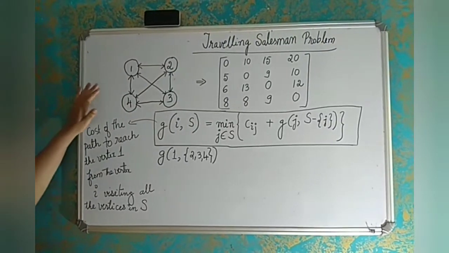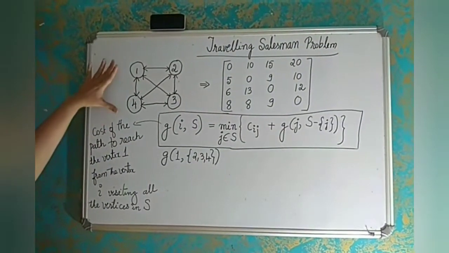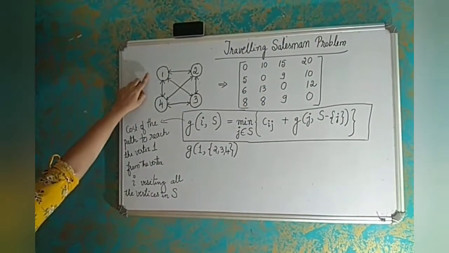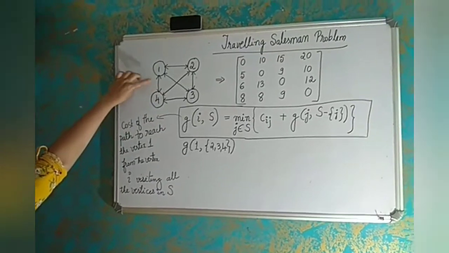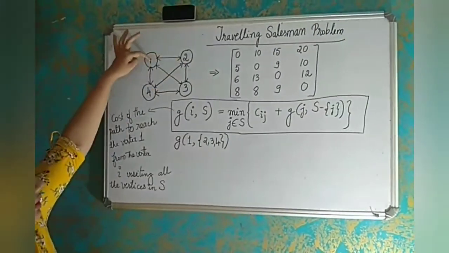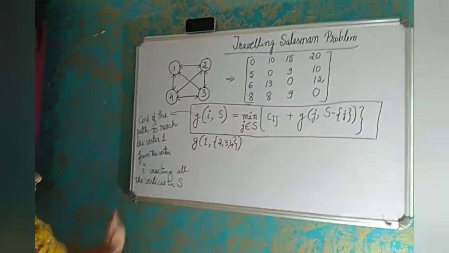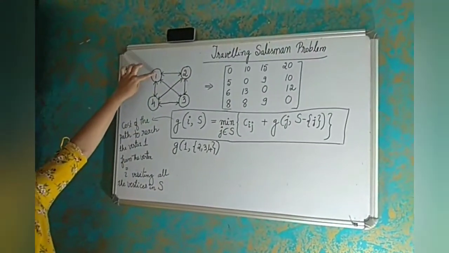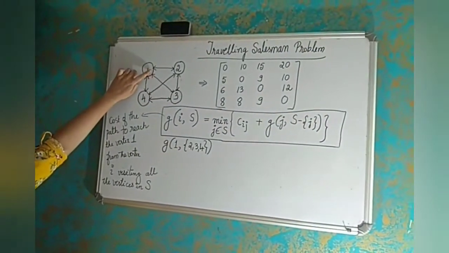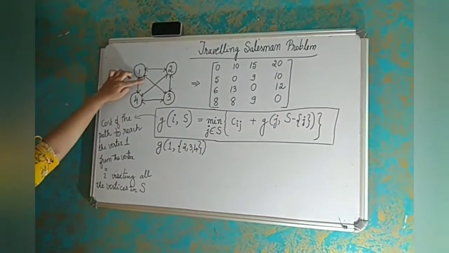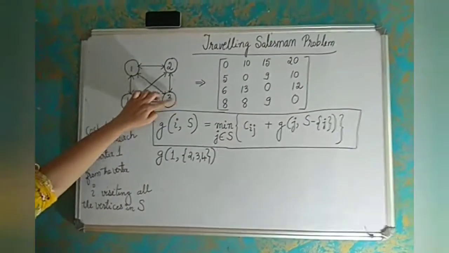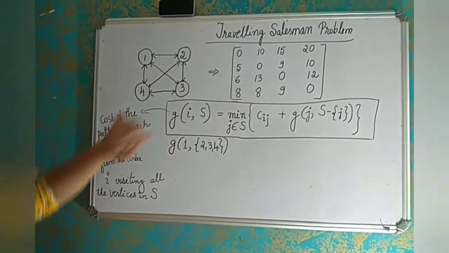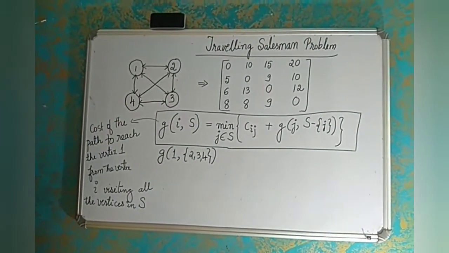This is an example of the traveling salesman problem. Here the graph is given. This is a directed graph, and each edge, if you see from 1 to 2, is a bidirectional edge. That means there is a path from 1 to 2 as well as a path from 2 to 1. Similarly, if you consider the vertices 1 and 3, you have a path from 1 to 3 as well as from 3 to 1. In the same way for the other vertices: 1 to 4, 4 to 3, 2 to 3, etc.